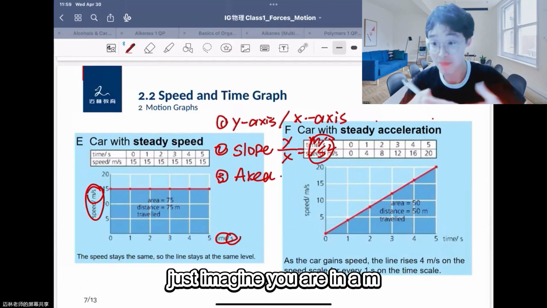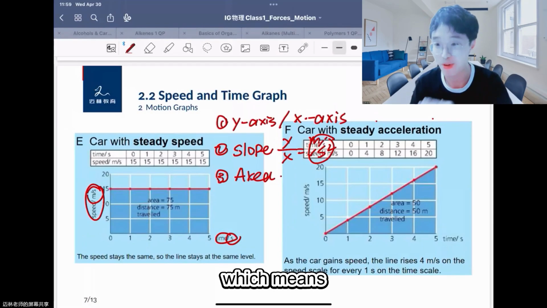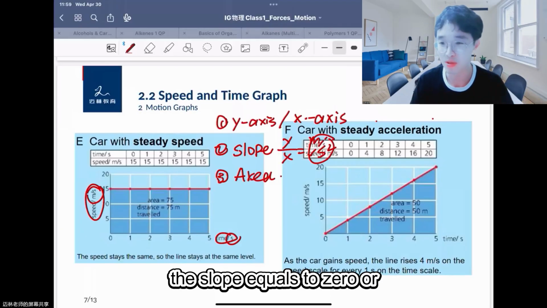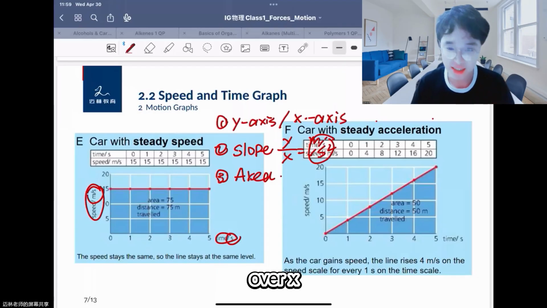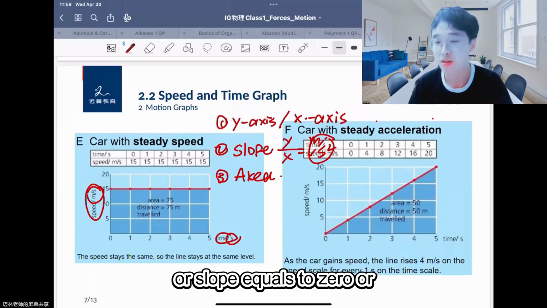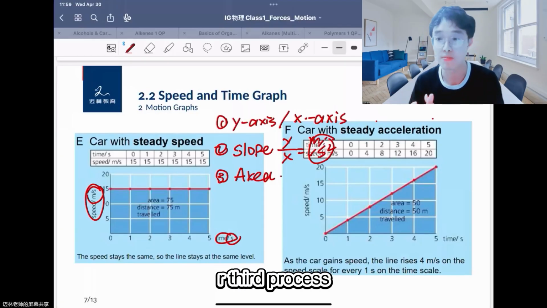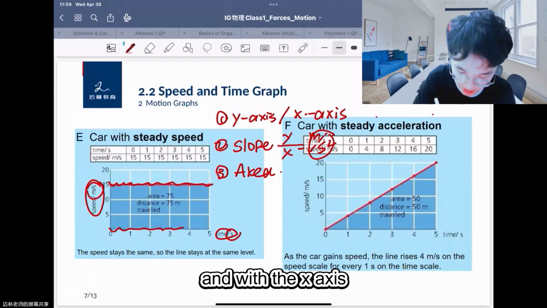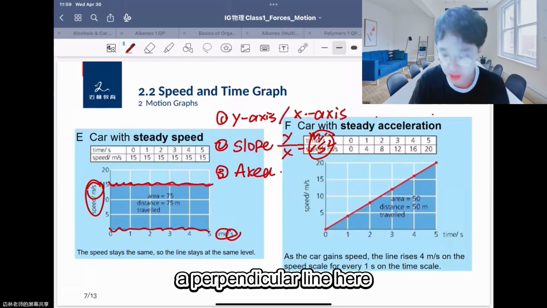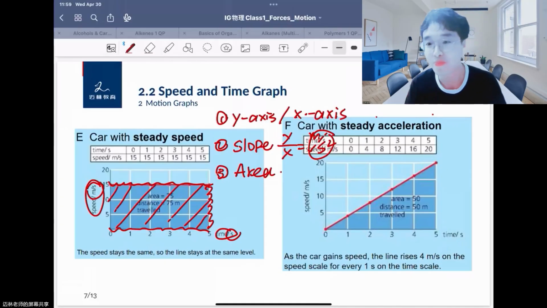So just imagine you are on a mountain. You can find here it's just a flat mountain, which means the slope equals 0, or there's no slope, right? So here you can set y over x equals 0, or slope equals 0, or acceleration equals 0, right? So the third procedure is to find the area. Here we knew that it's a straight line, with an x-axis, and at the edge we have to draw a perpendicular line here. So this area is called the rectangle, right?